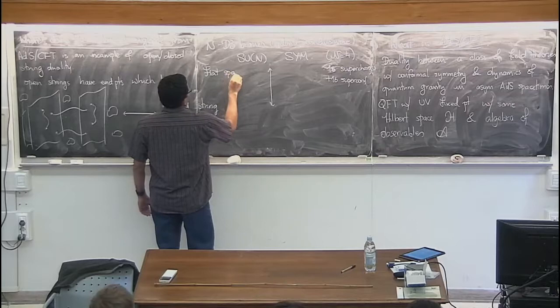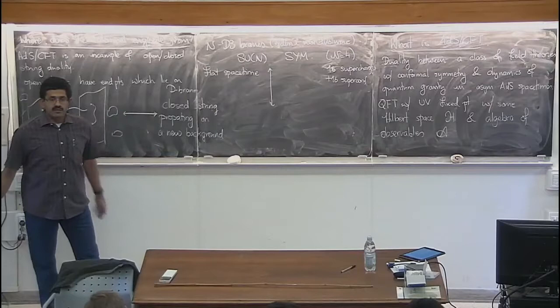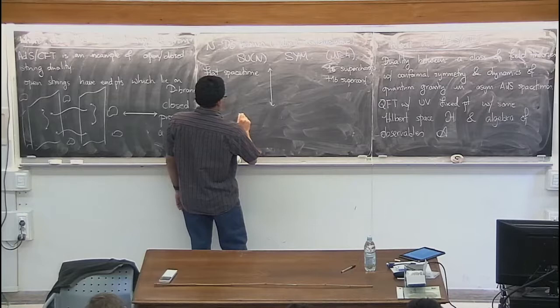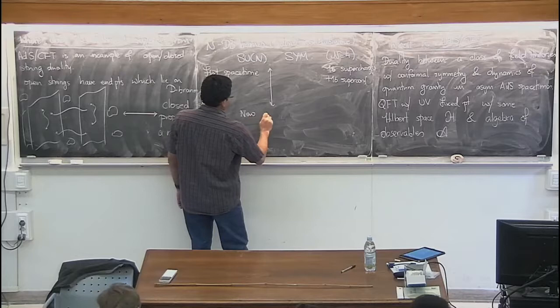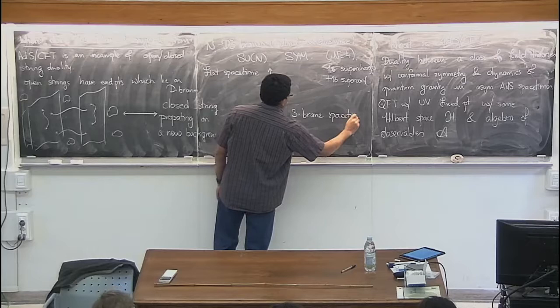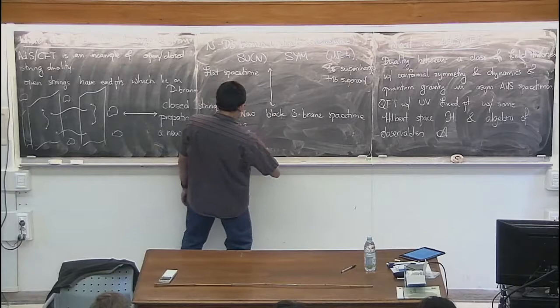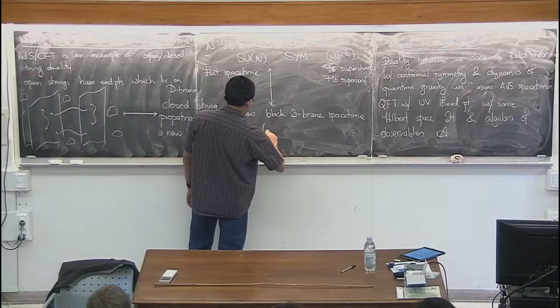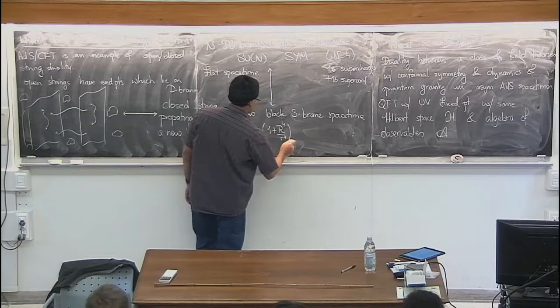And this process of allowing the branes to be replaced by their fluxes ends up giving you a new geometry, which is usually called the black three-brane geometry. It's not really black, but that's what people call it. And the metric, in this case, is something quite nice. Let me write it.